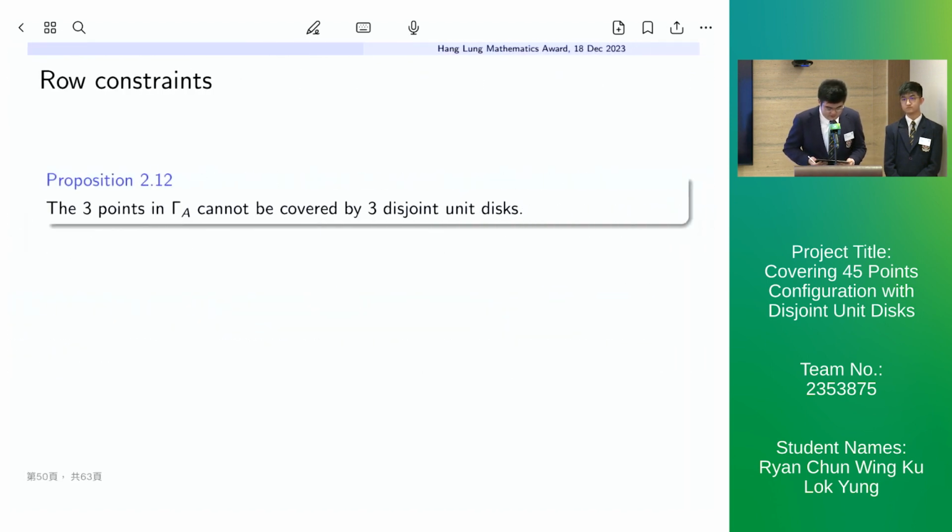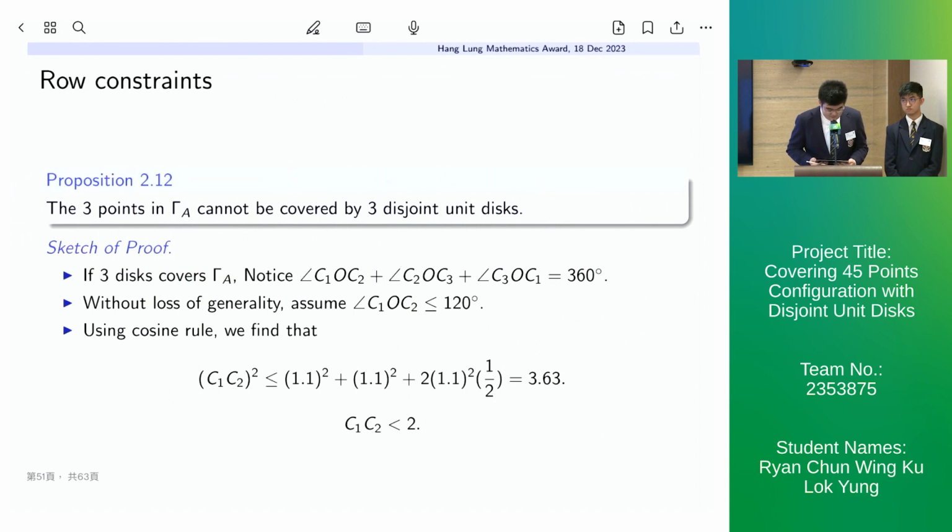In proposition 2.12, we proved that the 3 circles with 3 points in gamma A cannot be covered by 3 different circles, as if such a case is possible, meaning that there must be an angle between 2 disks that is less than or equal to 120 degrees, which means that 2 disks must overlap in that case.